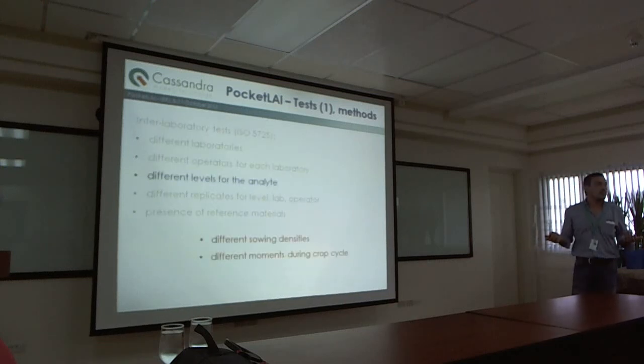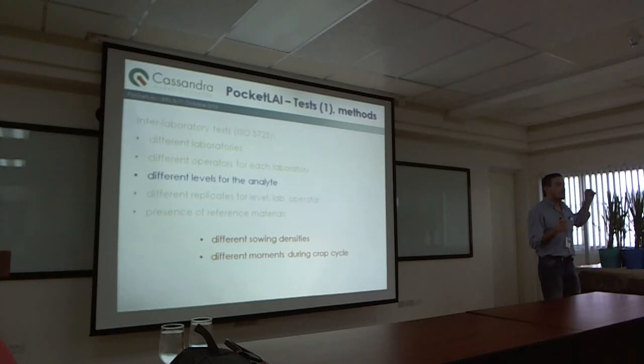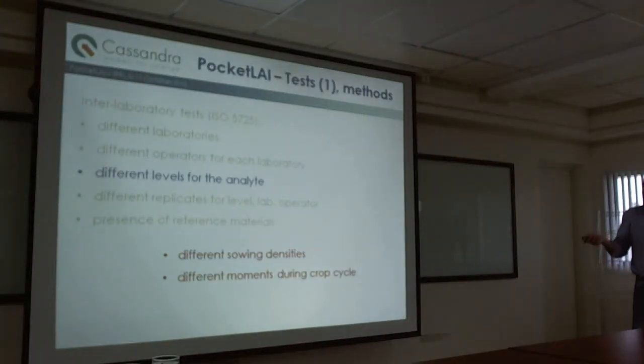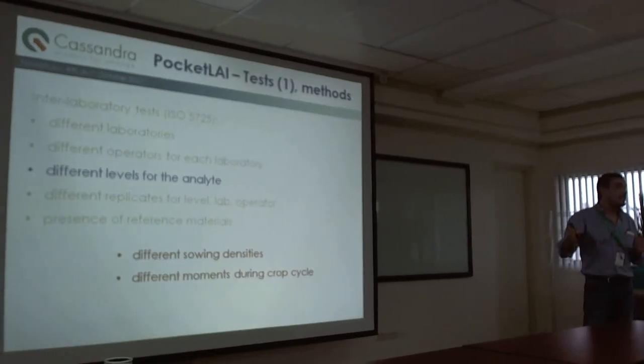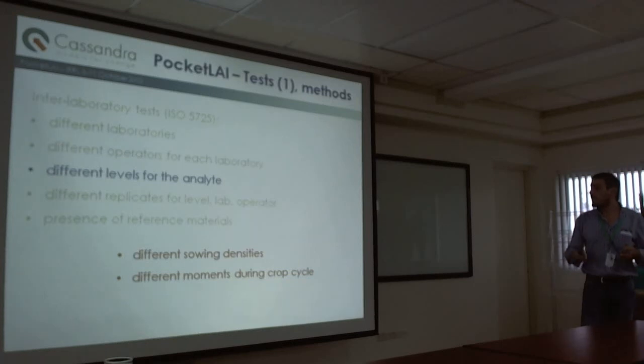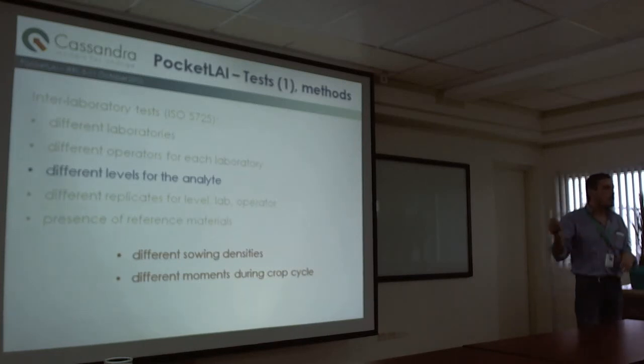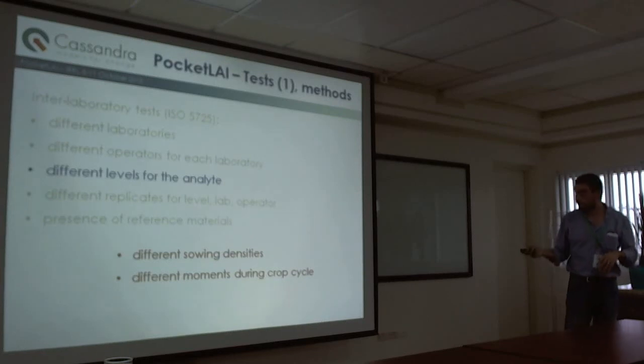Then, different levels for the analytes. Of course, you can build and distribute plants, rice plants, with different index. So, for us, the different levels were obtained by different sowing densities, which have an effect on the index, and different moments during the crop cycle. This allowed us to explore a wide range of index values, starting from values lower than 1 to values reaching 5, 6, and so on.